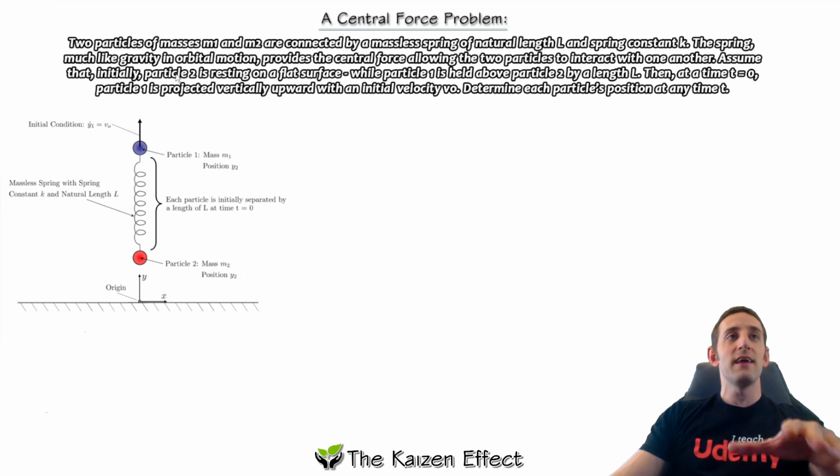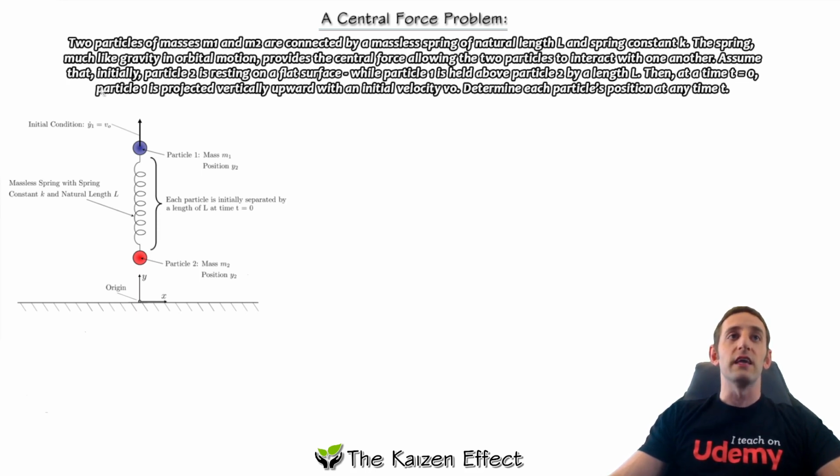So the problem statement is as follows. It states that 2 particles of masses m1 and m2 are connected by a massless spring of natural length L and spring constant K. The spring, much like gravity in orbital motion, as I was just talking about, provides the central force allowing the 2 particles to interact with one another.